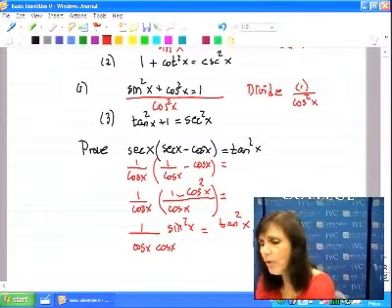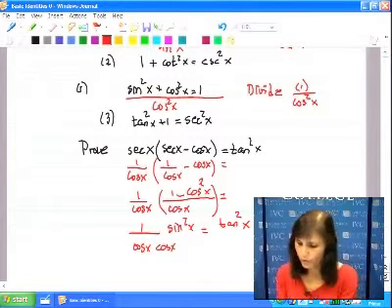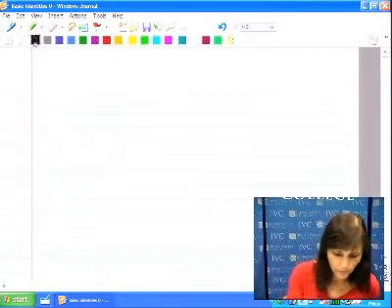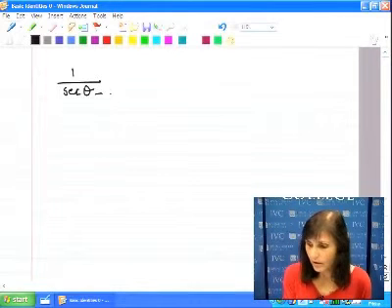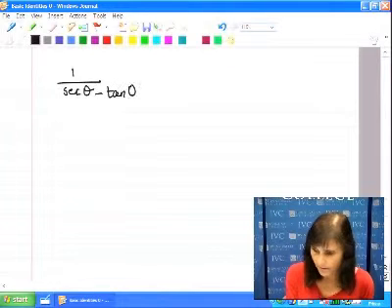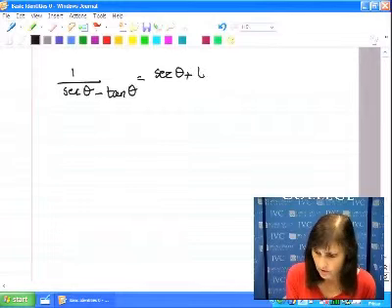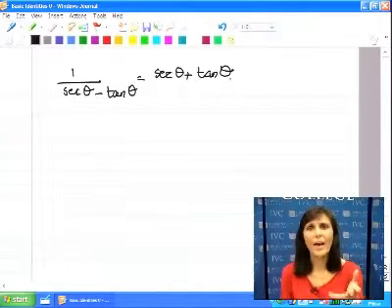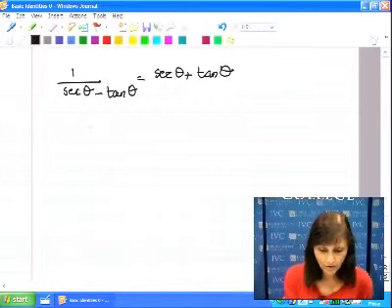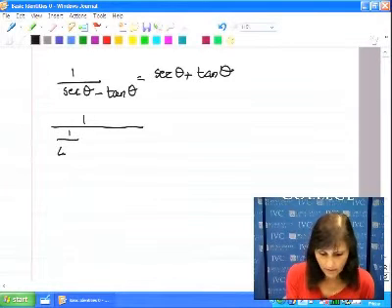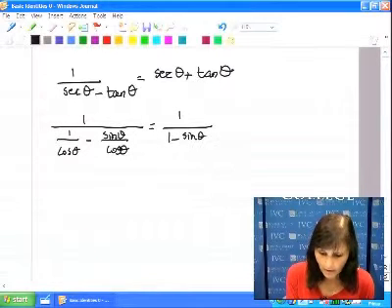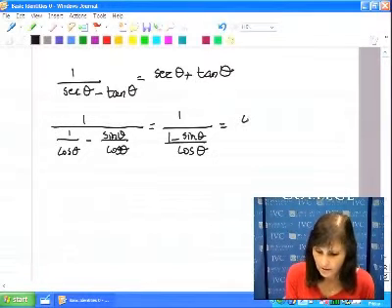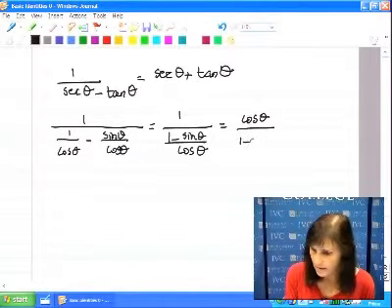So let's do another proof from your book. We are going to prove this one. 1 over secant theta minus tangent theta is secant theta plus tangent theta. They may ask us these questions as simplify as well. Alright? Always break it down from one side and try to hit the other side. So I'm going to start with the left. And instead of secant, I'll write 1 over cosine. Instead of tangent, I'm going to write sine over cosine. Alright, and that will give me 1 over 1 minus sine theta over cosine theta, which is the same as cosine theta over 1 minus sine theta.